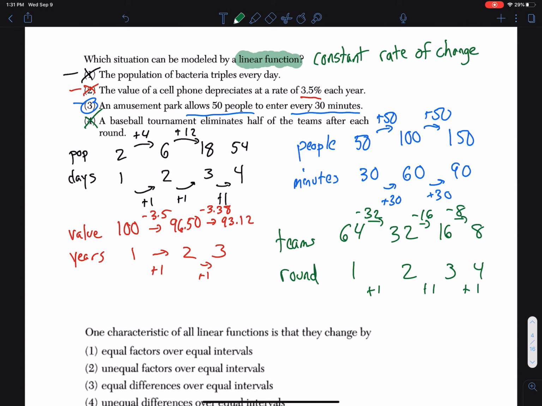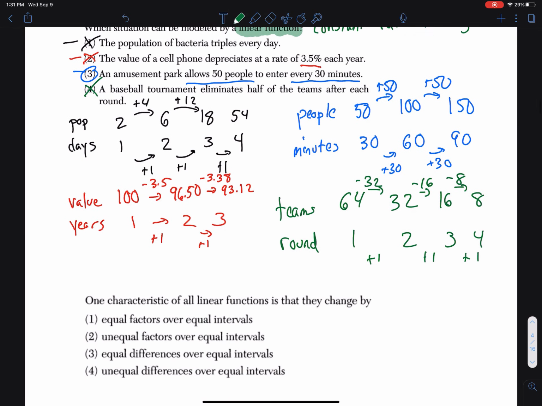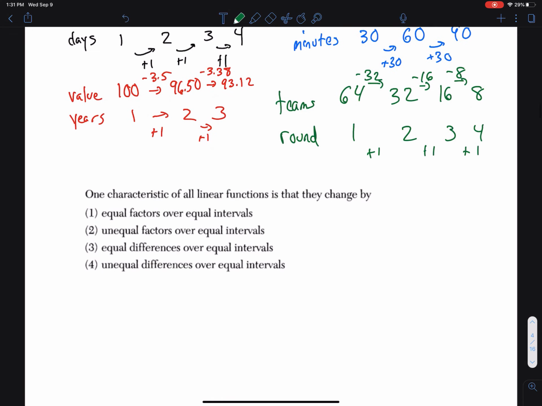So that's for that question. Very similar question. On the next question, it asks what characteristic of all linear functions is that they change by what? They're always going to change by an equal number since it's a constant rate of change. So I'm going to cancel out everything that says unequal.